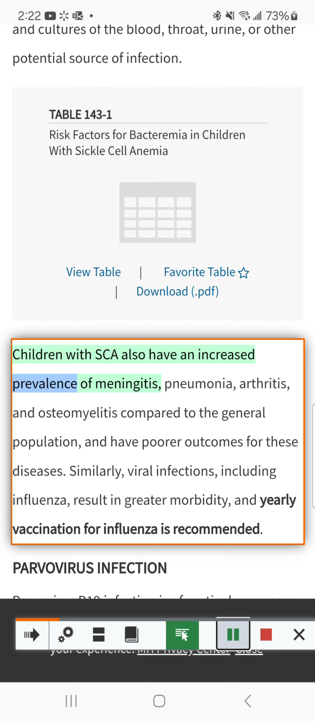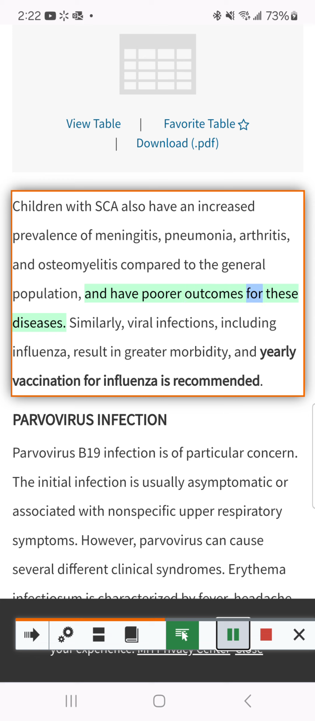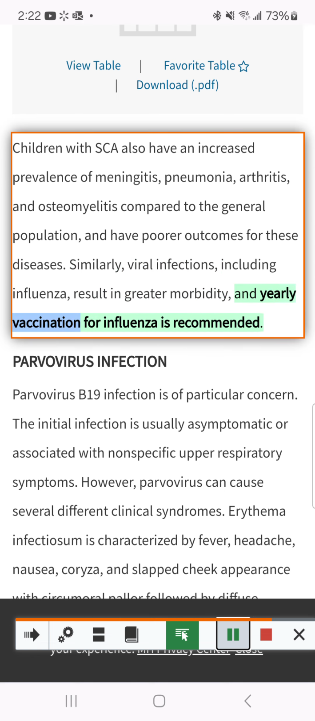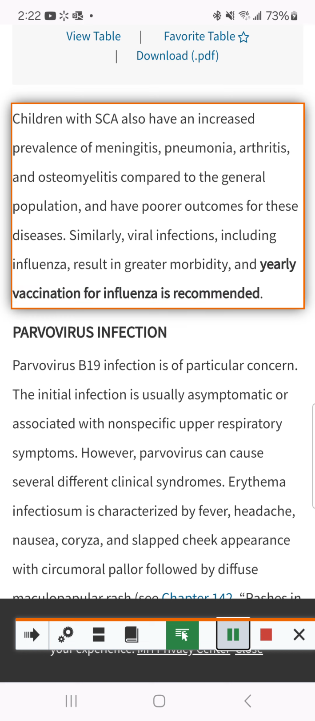Children with SCA also have an increased prevalence of meningitis, pneumonia, arthritis, and osteomyelitis compared to the general population, and have poorer outcomes for these diseases. Similarly, viral infections, including influenza, result in greater morbidity, and yearly vaccination for influenza is recommended.